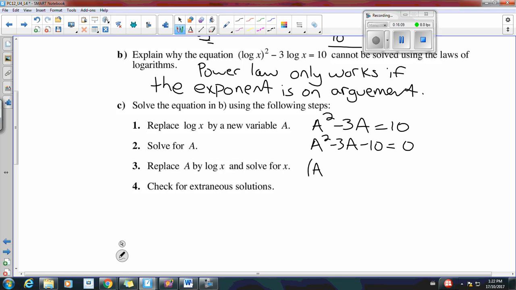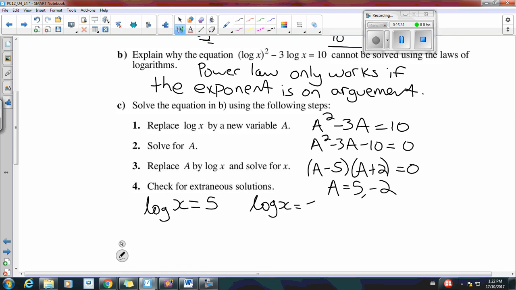So this is a minus 5, a plus 2. So a equals 5 and negative 2. Okay, well, I can't forget what a was. A was log x. So this really tells me that log x equals 5 and log x equals negative 2. Changing to exponential form, that means one x is equal to 10 to the 5. And the other x is equal to 10 to the negative 2, or 1 over 100.